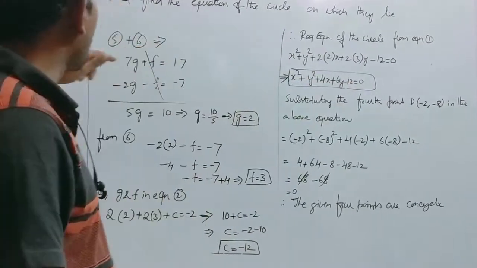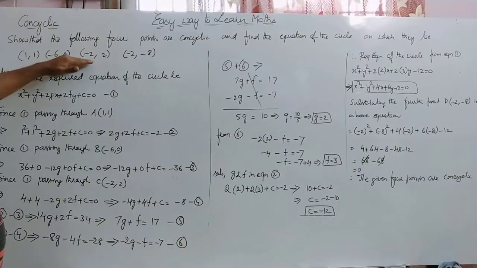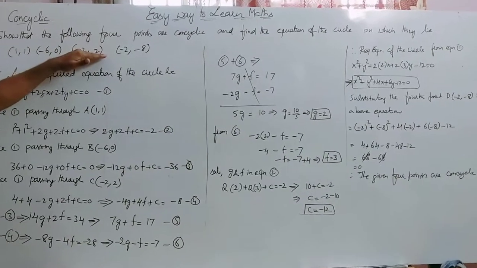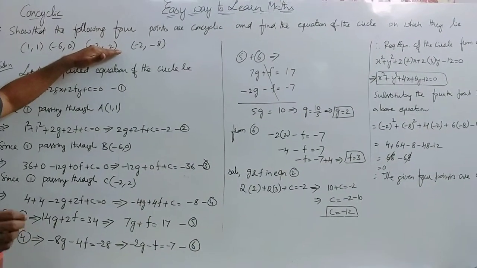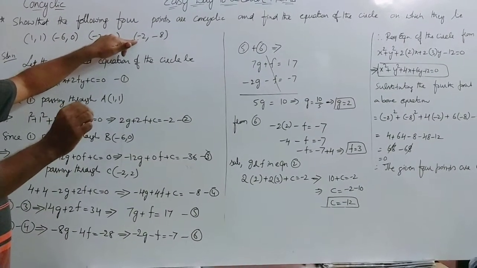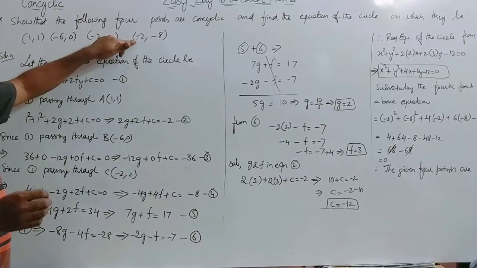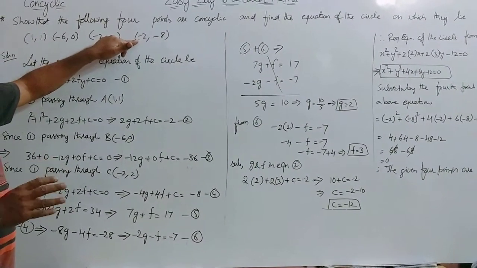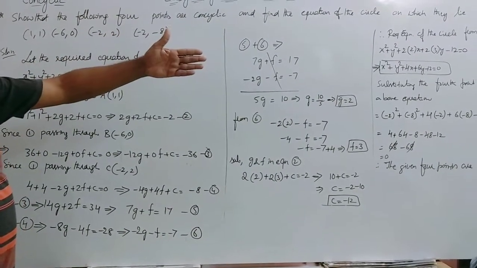Here also we are adopting the same procedure to find the equation of the circle passing through these three given points. And here the question is to show that the given 4 points are concyclic. That means we simply have to substitute the fourth point in the required equation of the circle. If it satisfies, then we can conclude that the given 4 points are concyclic. Now let us substitute this fourth point in the circle we have derived.